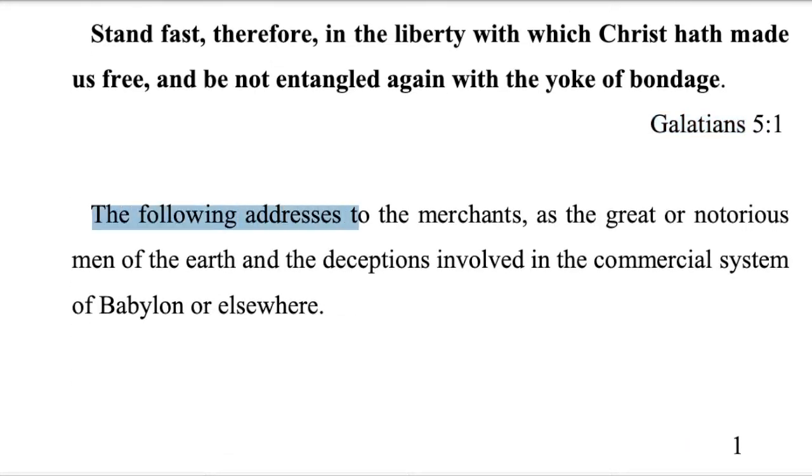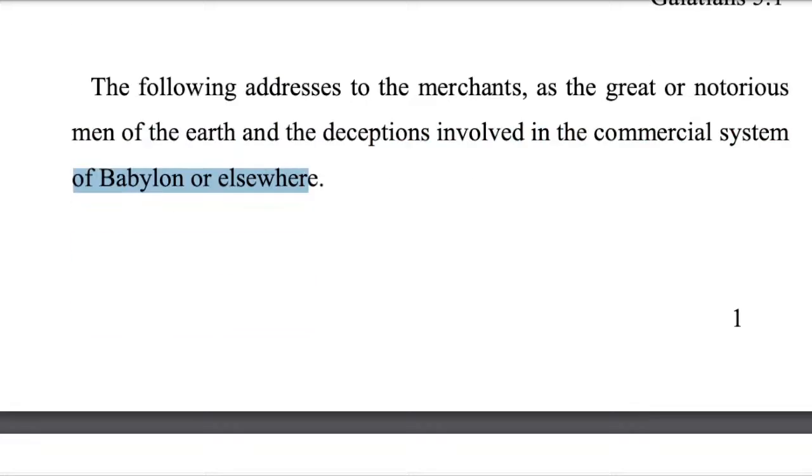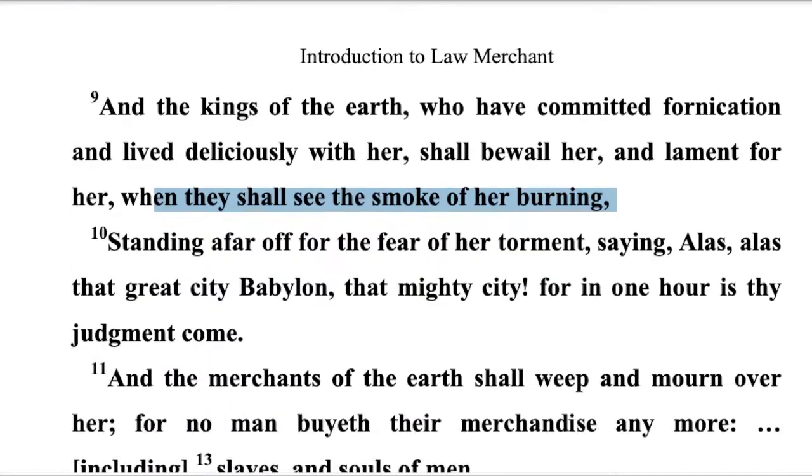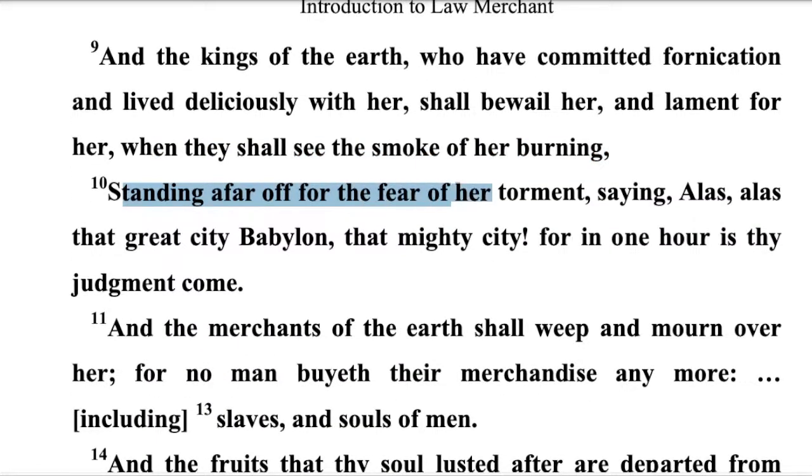The following addresses the merchants as the great or notorious men of the earth and the deceptions involved in the commercial system of Babylon or elsewhere. And the kings of the earth who have committed fornication and lived deliciously with her shall bewail her and lament for her when they shall see the smoke of her burning. Yikes. Standing afar off for the fear of her torment, saying, Alas, alas, that great city Babylon, that mighty city, for in one hour is thy judgment come.